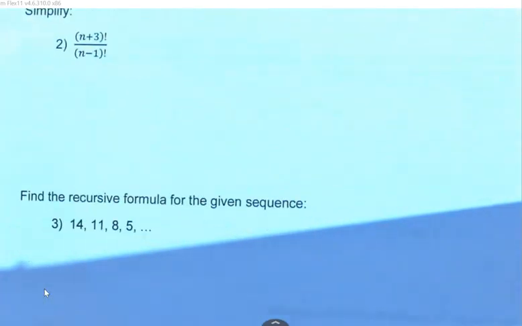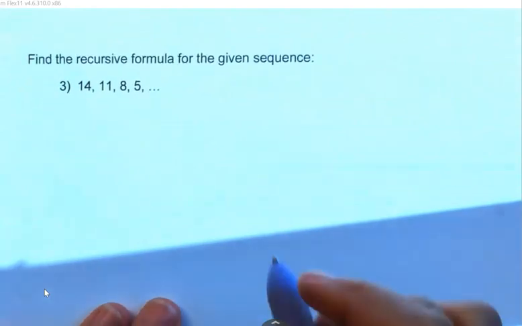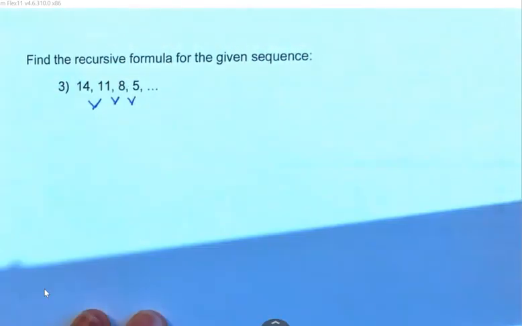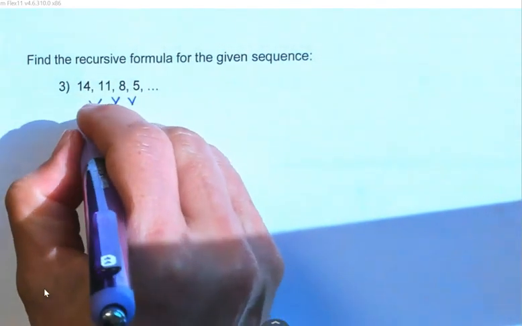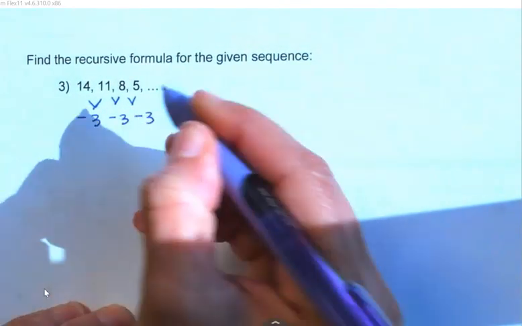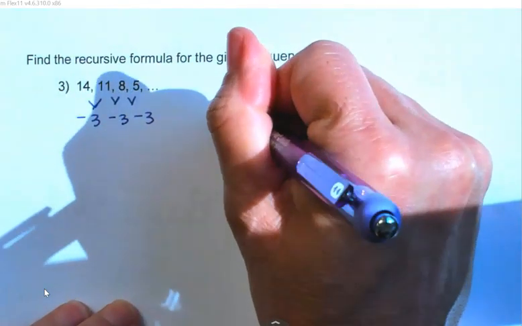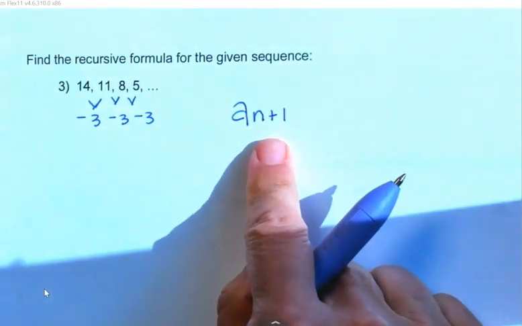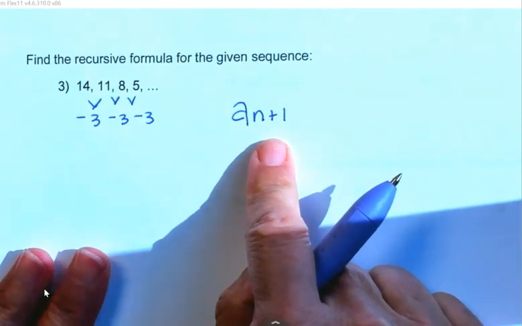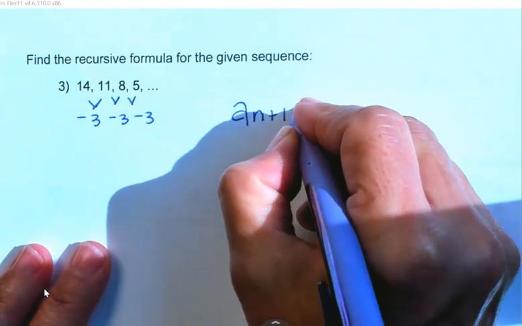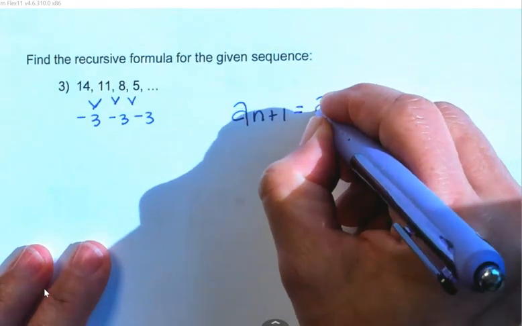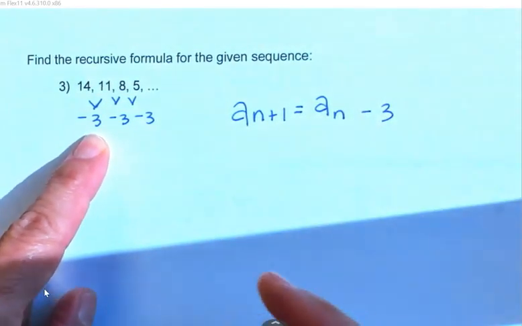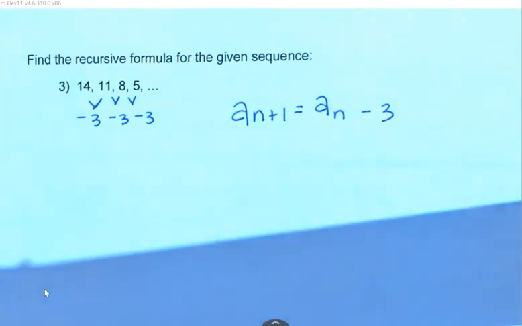Let's talk about the bottom one, the recursive formula. Again, you find how they're changing, and they're all changing by the same thing. They're all decreasing by 3. Now remember, the recursive formula is all about the next term, so I always start with n plus 1. So it is the next term, and that's going to equal the now term minus 3. So that's the recursive formula.